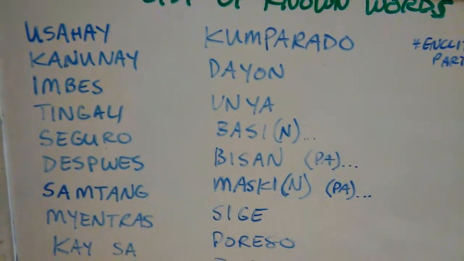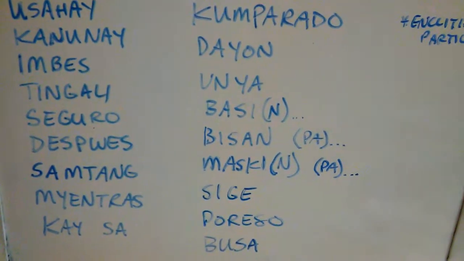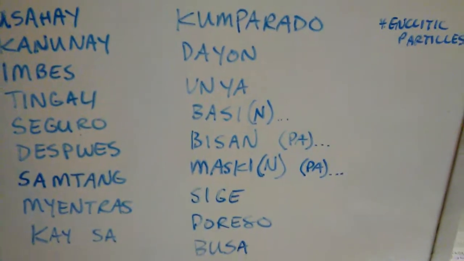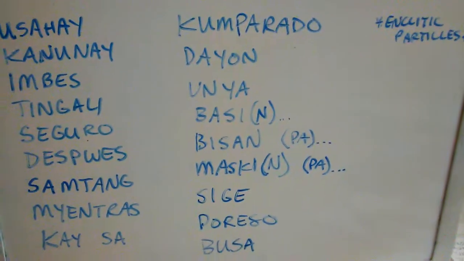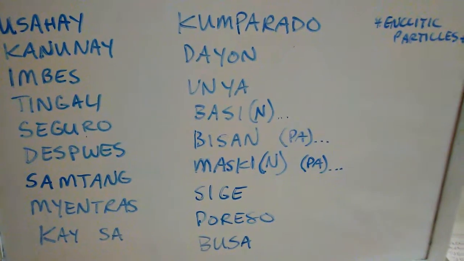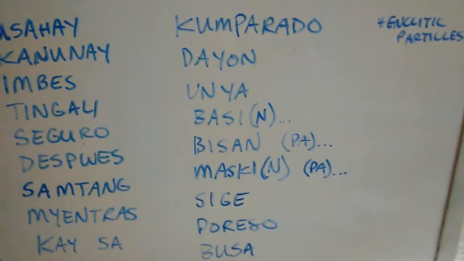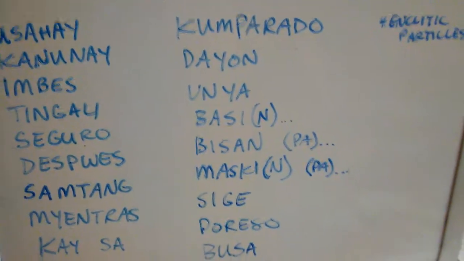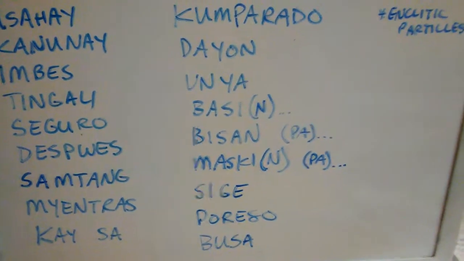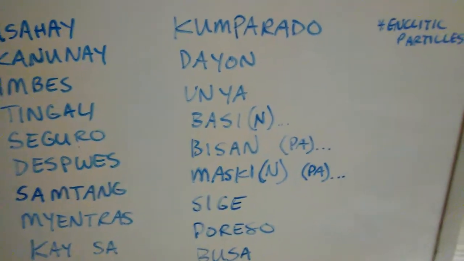So, usahay, kanunay, imbes, tingali, seguro, después, samtang, mientras, kaysa, right? And then in this column we have comparado, dayon, unya, basi, and also its derivatives, right? I had the video of the expressions with basi. Bisan, again, and its derivatives, so know how to use those.